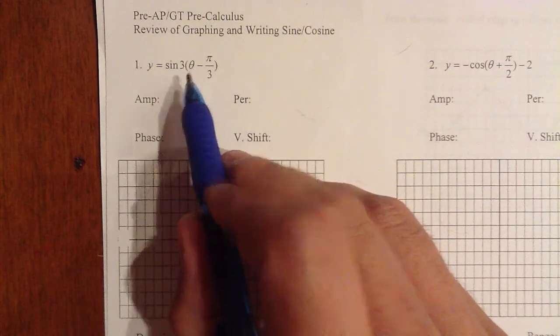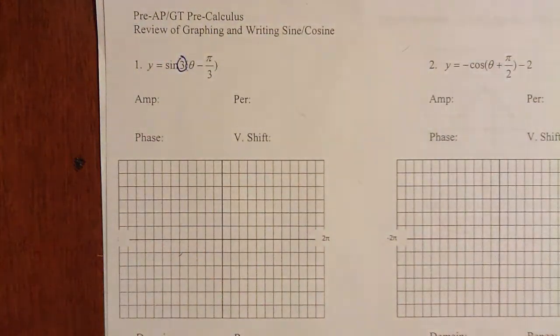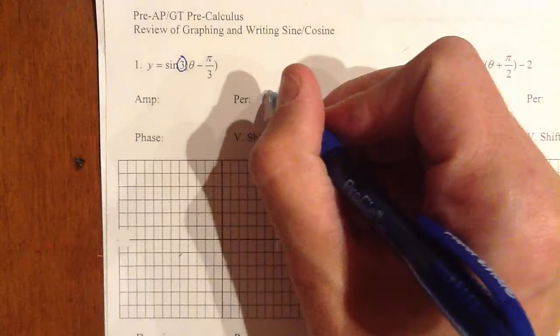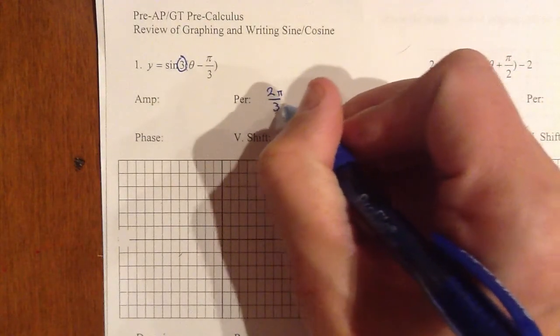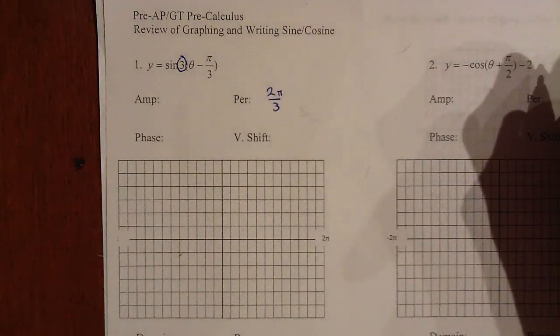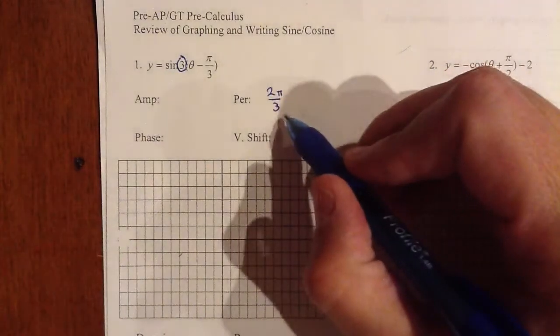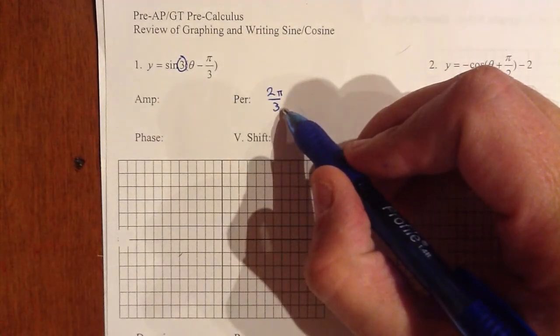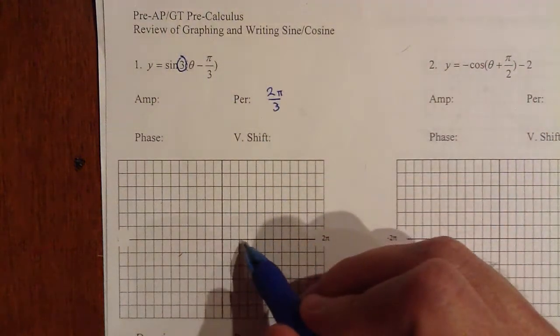Now, from earlier we learned to graph the period first, and we get the period from that 3. So we're going to write this as 2 pi over b, which is our 3, and this is going to tell us how often the function will repeat itself. This function will repeat itself every 2 pi over 3 radians. So we're going to graph our period first, our mini function.